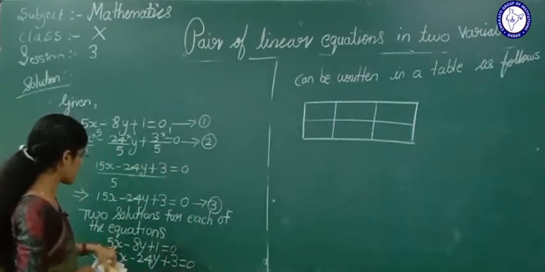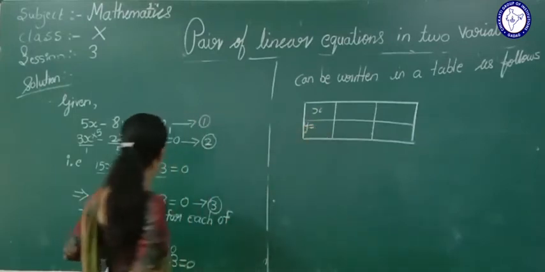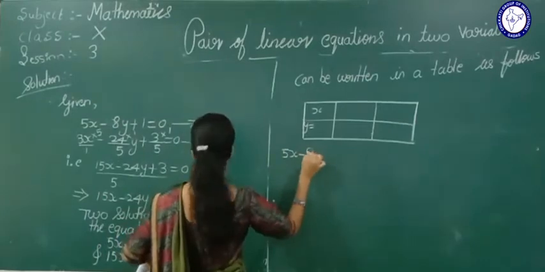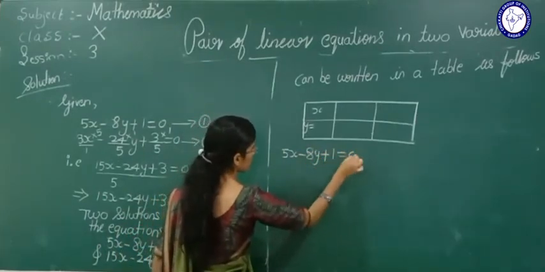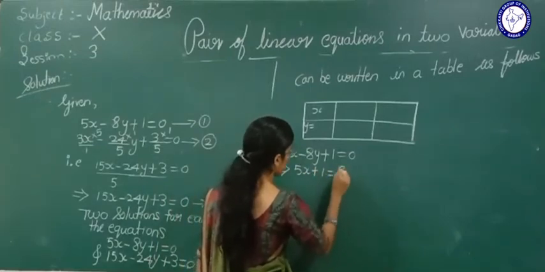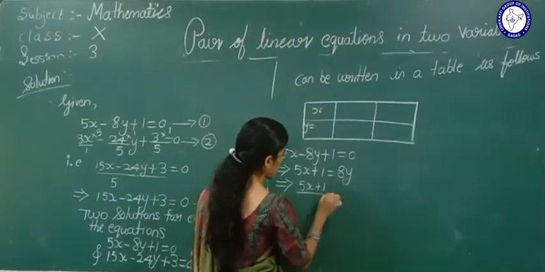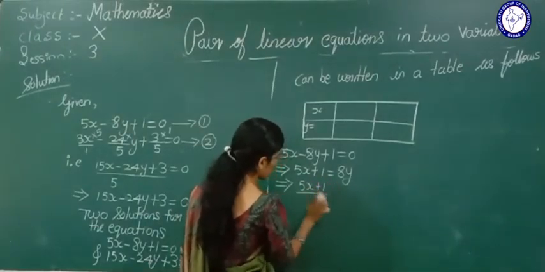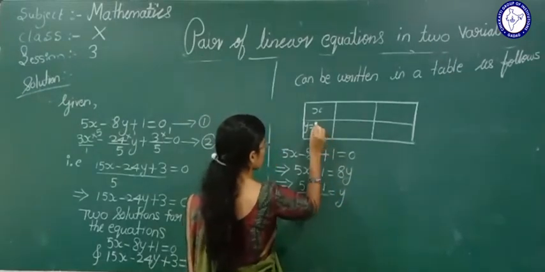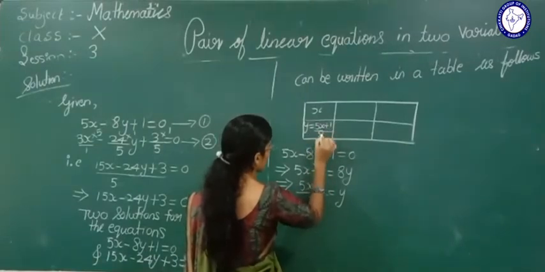See here, we will take the x values and find the corresponding y values. The first equation is 5x minus 8y plus 1 is equal to 0. So this implies 5x plus 1 is equal to 8y. The y value will be (5x plus 1) by 8.